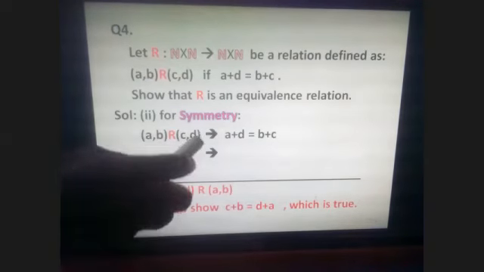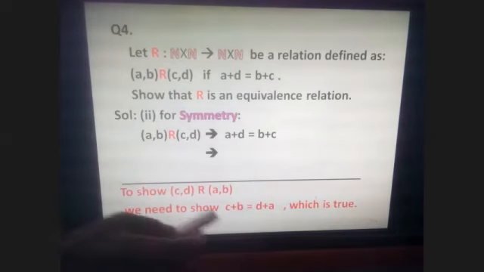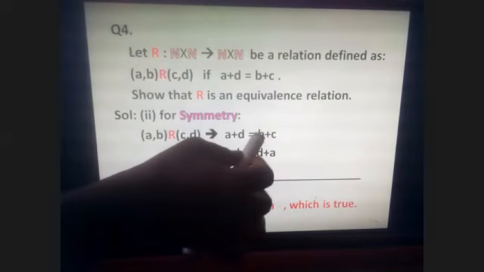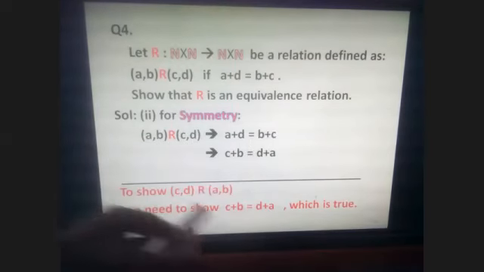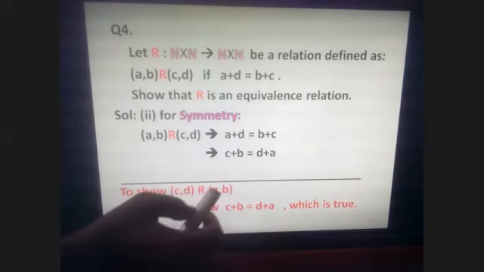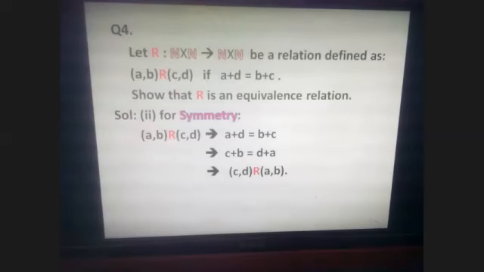When (A, B) is related to (C, D), we have A plus D equal to B plus C. That is as good as C plus B equal to D plus A. You can read the same step. When C plus B equals D plus A, we get (C, D) related to (A, B), that is, C plus B equals D plus A. So the sum of the far ones and the sum of the middle ones are equal, and hence we have (C, D) related to (A, B).